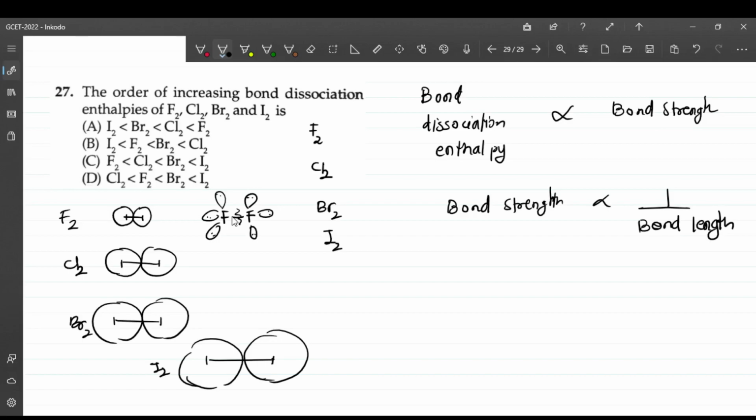So the correct order over here is chlorine will have the highest strength, then bromine, then fluorine instead of iodine. This is an exception which you will have to remember, and the least bond strength will be of the iodine. So the answer is option B.